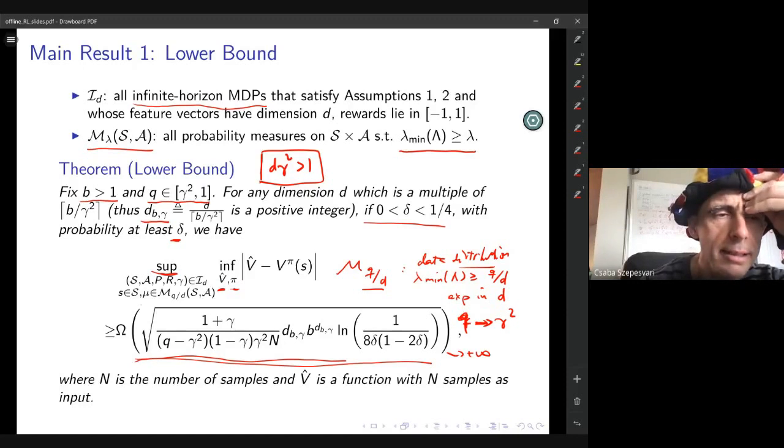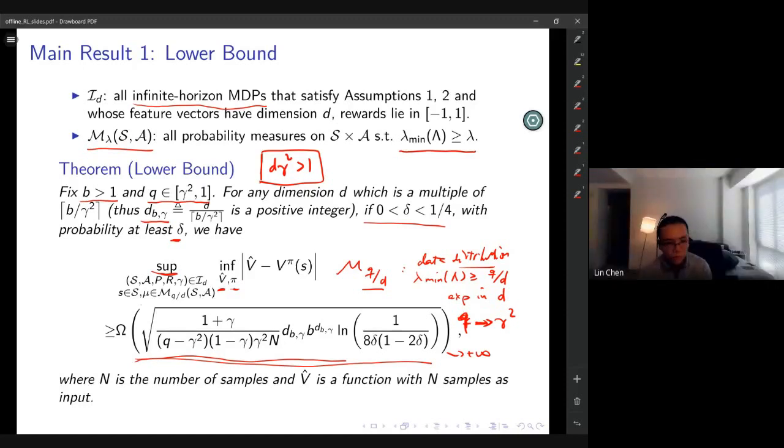I guess. Yeah, and so first of all, I would like to explain the source of randomness. The source of randomness is from our sample from the data distribution. And in the hard instance, there is no randomness except for randomness from the data distribution. Right.